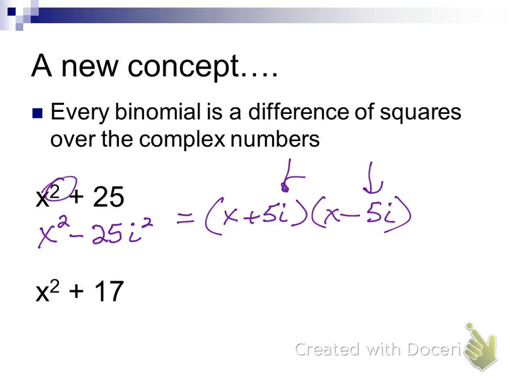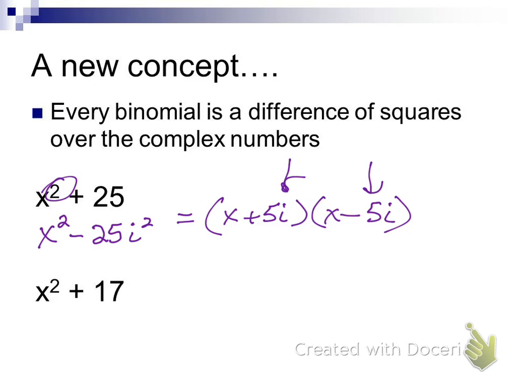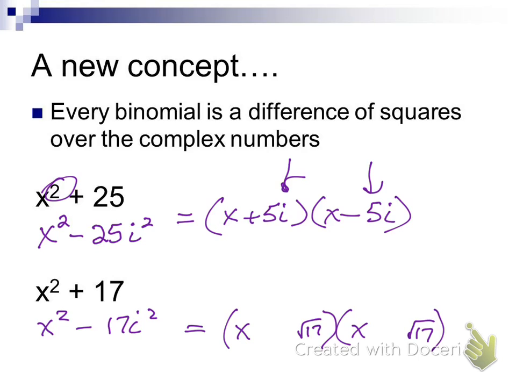X squared plus 17, x squared plus 17. Now this one is kind of a combination of the irrational and the imaginary, right? We can see it as x squared minus 17i squared, and that will factor as a product of conjugates of the square roots. So the square root of x squared is x, the square root of 17 is the square root of 17, and the square root of i squared is i. So x plus i times the square root of 17, x minus i times the square root of 17. So every binomial, whether it's a sum or a difference, is factorable over the complex numbers.